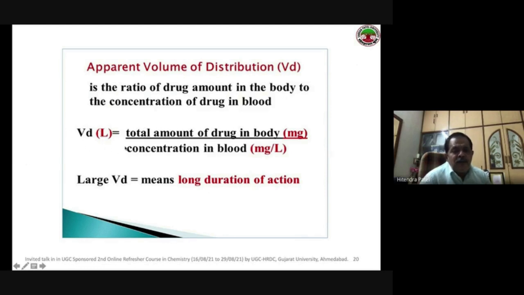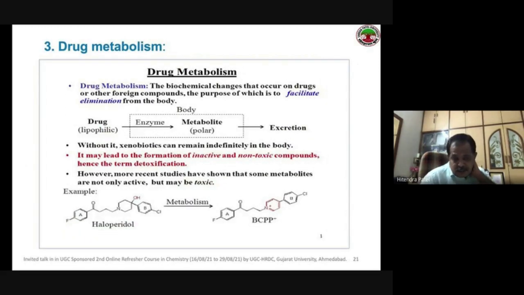Volume of drug distribution is equal to the total amount of drug in the body, whatever total amount of drug distributed in the body in milligrams, divided by whatever concentration we find in the blood, that is milligram per liter. So we try to find out this volume of drug distribution in the body. A large VD indicates that a long duration of action is there, right? So whatever drug dose we have taken, if we find a high VD level, that means we can have a long duration of action. So those are the important terms for apparent volume of drug distribution.